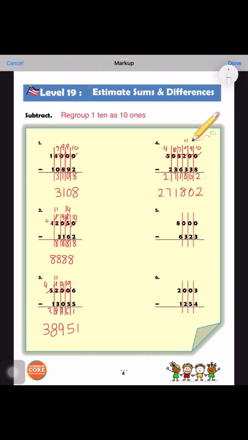So you may also check your answer to see whether you completed it correctly. Remember, if it's not enough to do subtraction, we can regroup from the adjacent place.